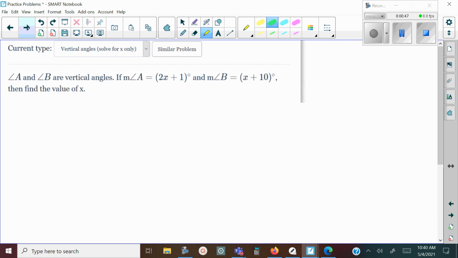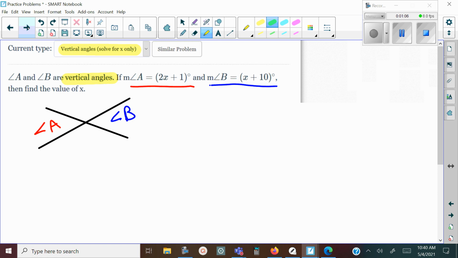So here, you can see that angle A and angle B are vertical angles. If angle A equals 2x plus 1 and angle B equals x plus 10, what is the value of x? So we've got vertical angles, and in these types of problems, you're only solving for x. Since they're equal, we set angle A and angle B equal to each other.